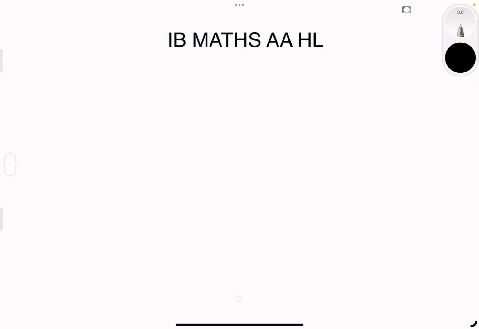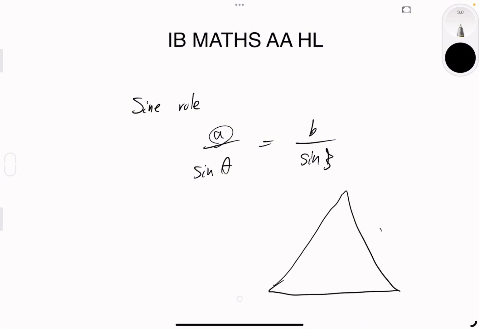So let's start with the sine rule and cosine rule, which help us solve non-right angle triangles. So the sine rule looks like this. A over sine A equals B over sine B. So in this case, A is the length of a side on a triangle. So let's draw a triangle, with sides A, B, C, and angles capital A, capital B, and capital C.